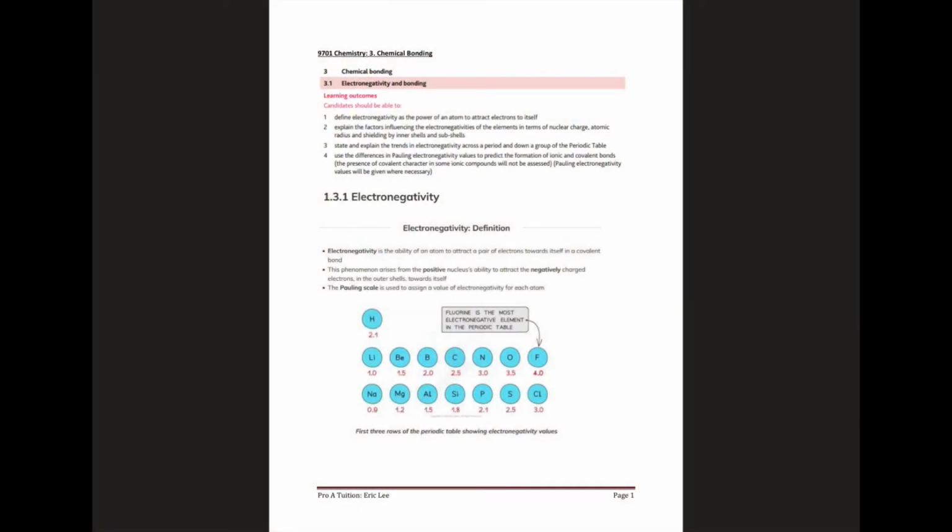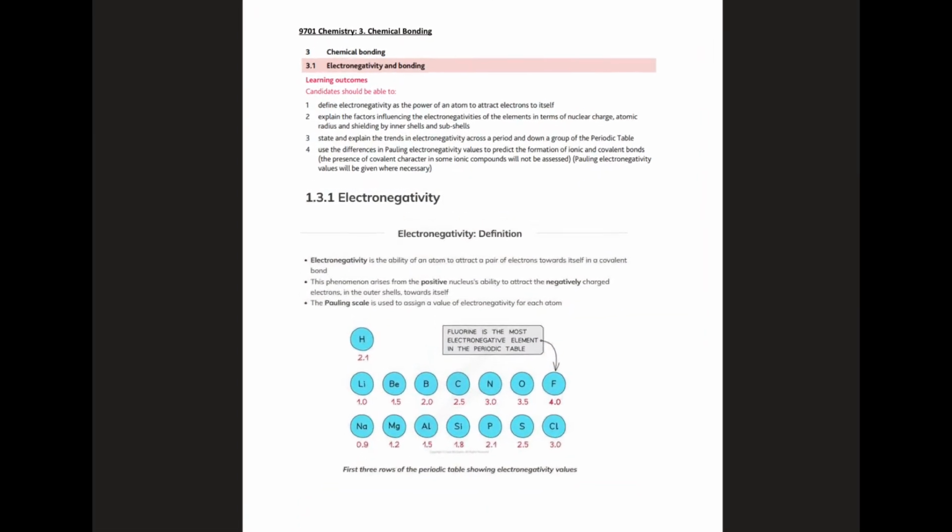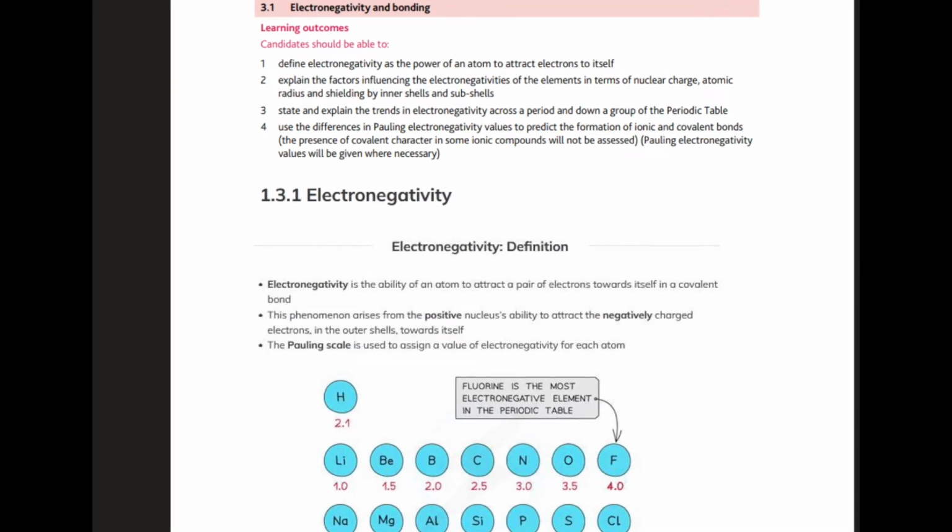1.3.1, you can see the first subtopic here, electronegativity. So first let's understand what is electronegativity. Electronegativity is the ability of an atom to attract a pair of electrons towards itself in a covalent bond. So first of all, you need to understand that a covalent bond must be formed first.